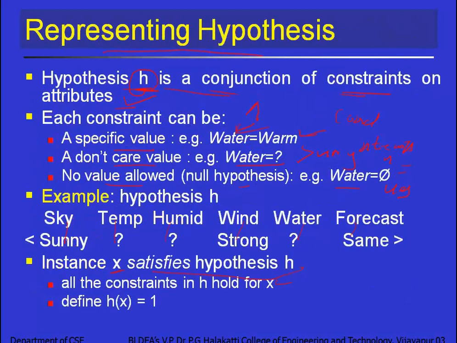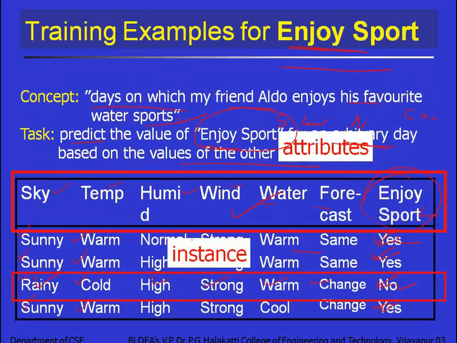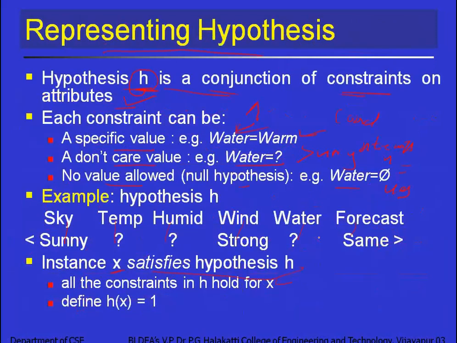Here, sky equal to sunny, temperature can take any value, humidity can take any value. So going to the previous example, sky equal to sunny, temperature is a question mark, which means it can take warm or cold. Humidity equal to question mark means it can be normal or high. Wind equal to strong means it must take strong only. Water equal to question mark means it can take warm or cool. Forecast is same, so it must take same. So that is sunny, strong and same.